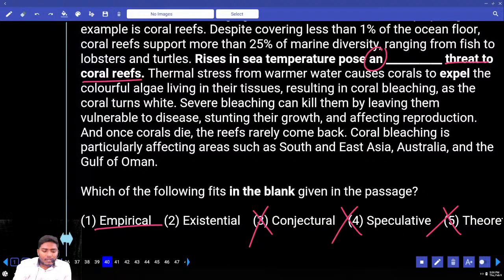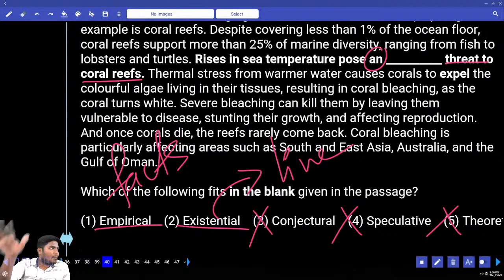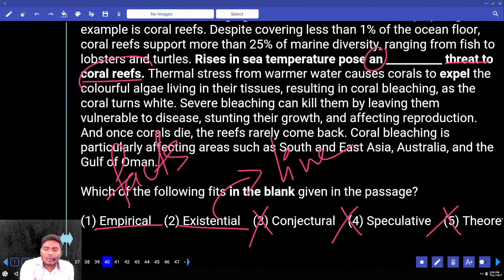Now, empirical, another one is existential. Empirical speaks about things which are facts. Existential speaks about the things which are alive, present, which exist at present. And we are speaking about coral reefs here. Can we go with the factual coral reefs or coral reefs which are present? Coral reefs which are present. So, the answer comes with the second one. Move to 41.